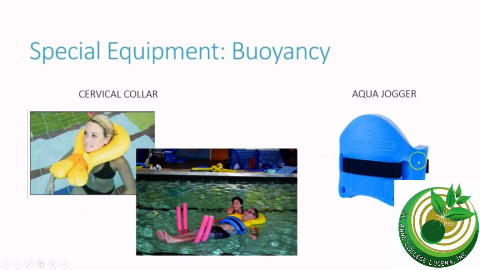This picture over here, this is called an aqua jogger. So this would go around the person's back. It would hook in the front, and it just helps keep them floating in deeper water, designed so that they could sort of jog in place in the water, but it's another flotation device that we can use with our patients.